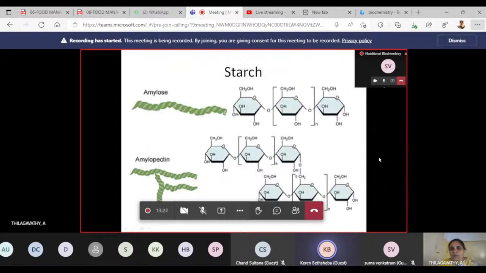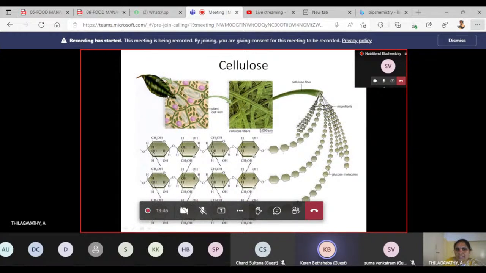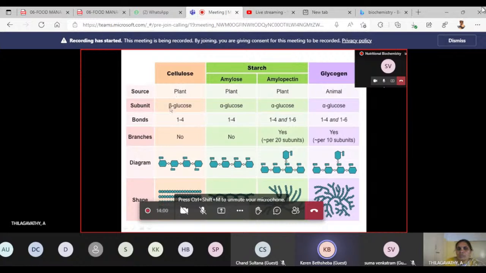Okay, now let us study the properties of a few polysaccharides: cellulose, starch, and glycogen. Cellulose is found in plants, starch is also found in plants, and glycogen is a polysaccharide found in animals. Cellulose is present in the cell wall. You can see the cell wall enlarged here, a microscopic structure showing the cell. The wall contains this cellulose, which is made up of beta glucose units. What is the linkage?